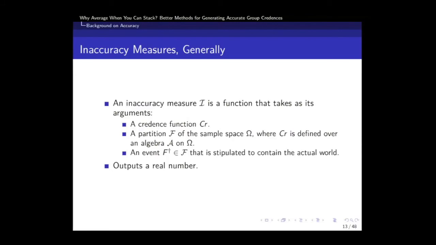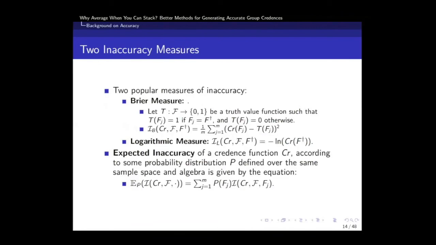And with these three inputs, it outputs a real number. There are two really popular measures of accuracy, or inaccuracy, probably well known to most in this audience. The first is the Brier measure. For the Brier measure, we define a truth value function on the partition such that it returns 1 for the true element of the partition and 0 otherwise.